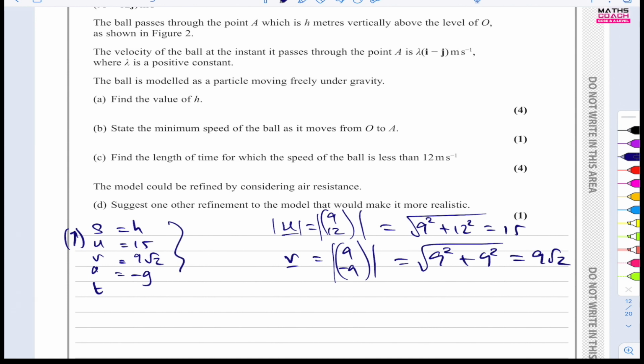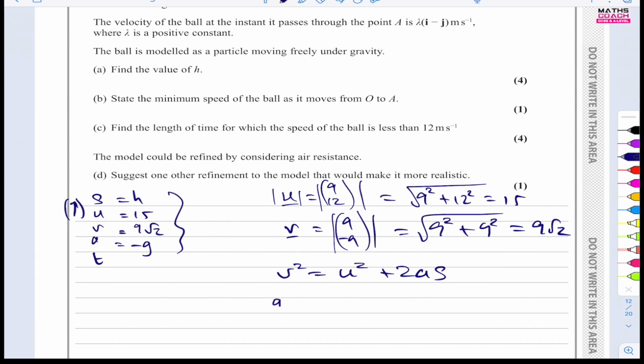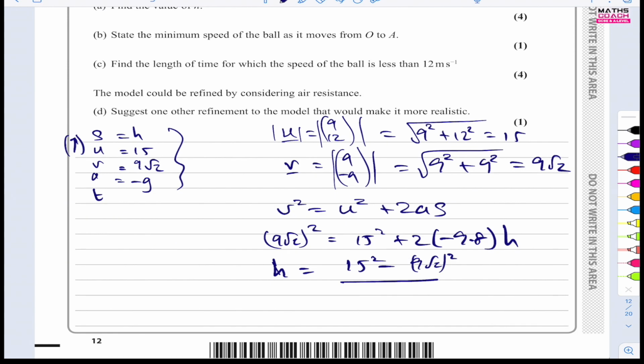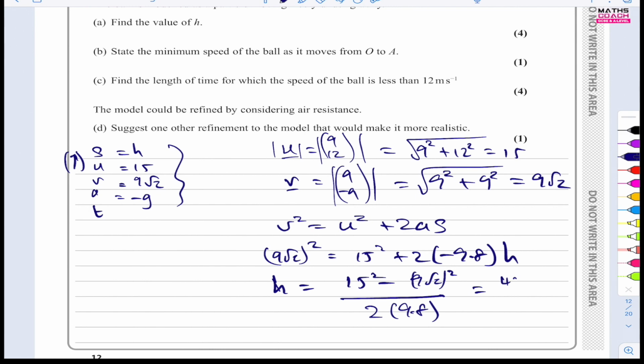So what formula links them together? V squared equals U squared plus 2AS. So V being 9 root 2, 9 root 2 squared equals 15 squared plus 2 times minus 9.8 times H, or yeah, because it's above, it will be positive H. So H therefore would be 15 squared minus 9 root 2 squared over 2 times 9.8, which is 45 over 14.